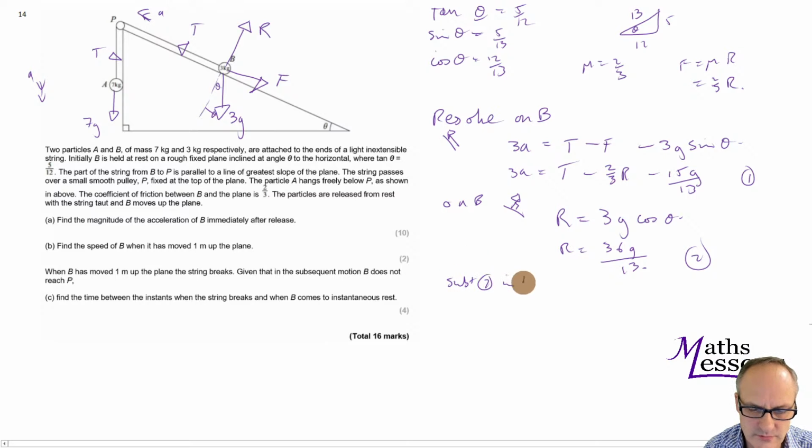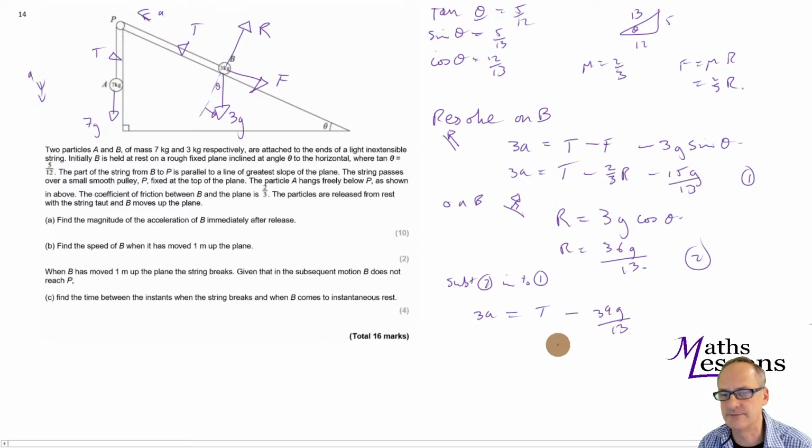Now, if we substitute this into here, because we've got R here, so substitute 2 into 1, we're going to get 3A will equal T, and then if we go 2/3 times all of this, minus 15G/13, that'll give me 39G/13, which is obviously just 3G.